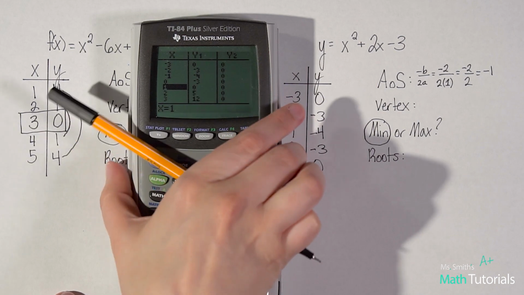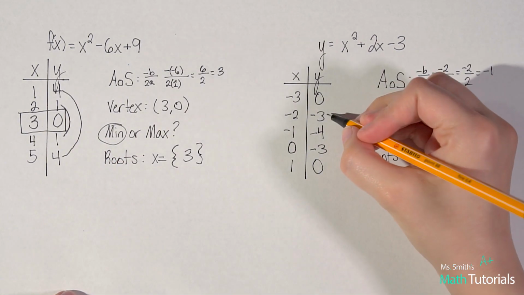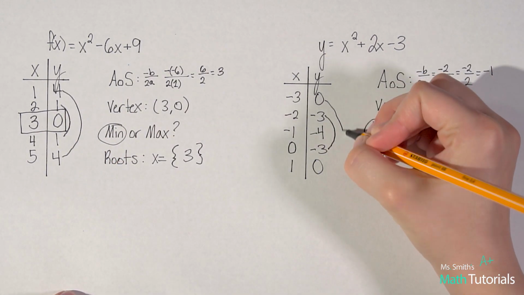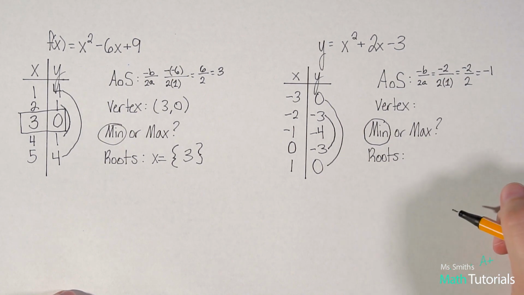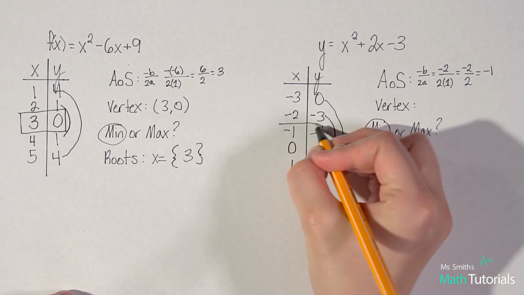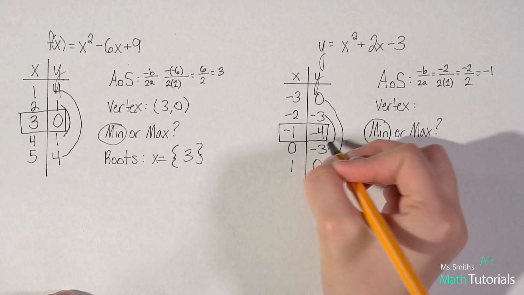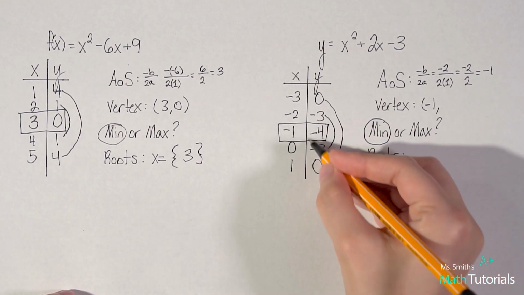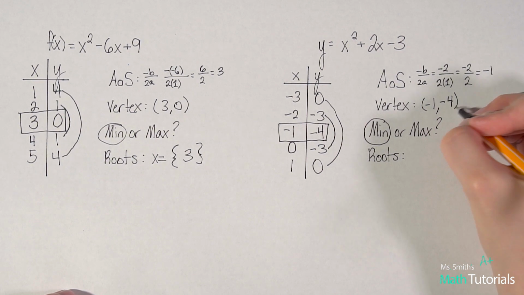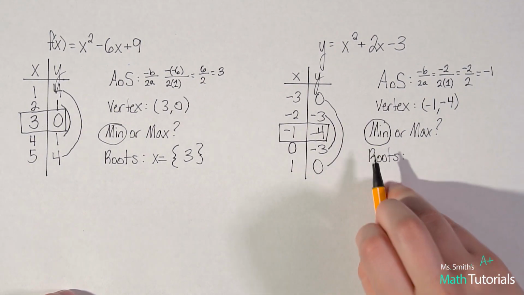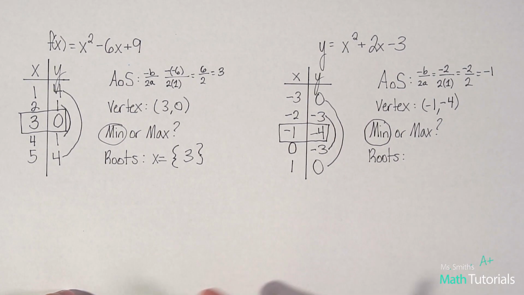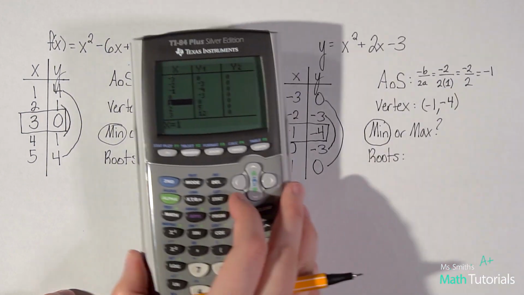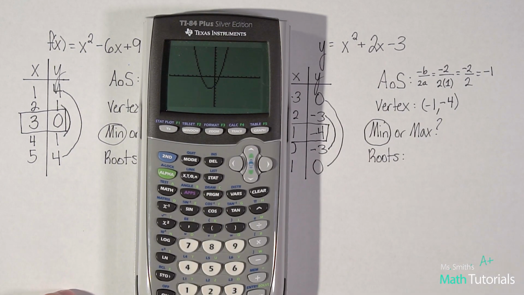So we do have that rainbow pattern where this matches and that matches, so I know we're doing a good job. All right, my vertex is going to be the center point, so the axis of symmetry, negative 1, and whatever its partner is, negative 4. And I already said that it was a minimum, so I need to be able to say the roots. So I'm going to bring my calculator back over. I'm going to look at the graph.